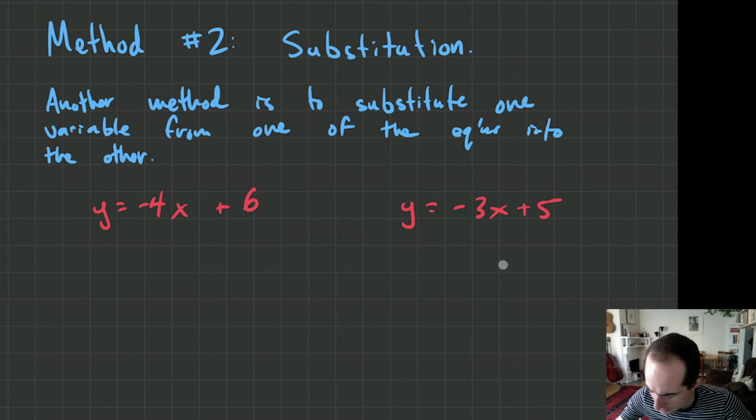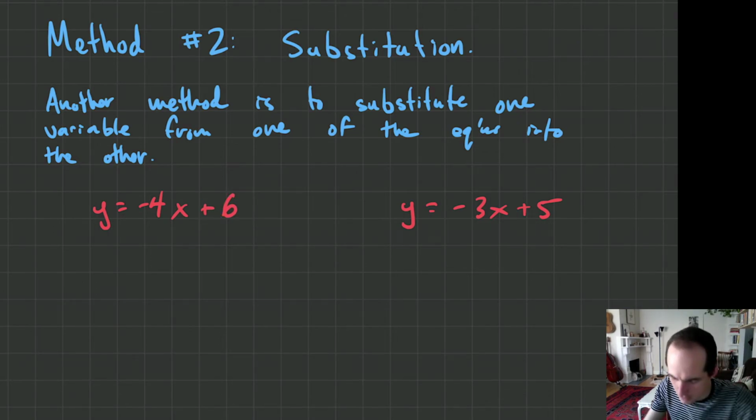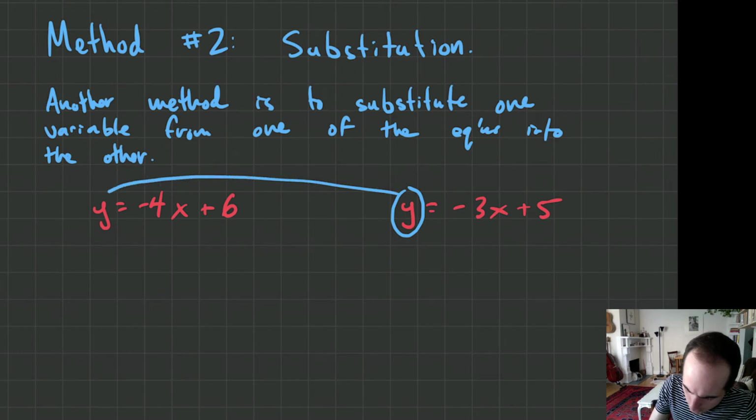So I've got these two equations here, and they happen to be in slope-intercept form, which you may be tempted to start graphing. We could graph them if we wanted to, but we're going to use substitution here. So the idea is that we're going to take this y and plug it into this y.